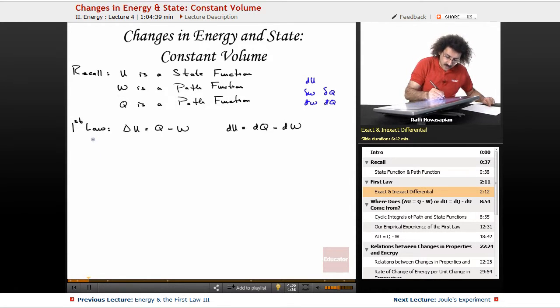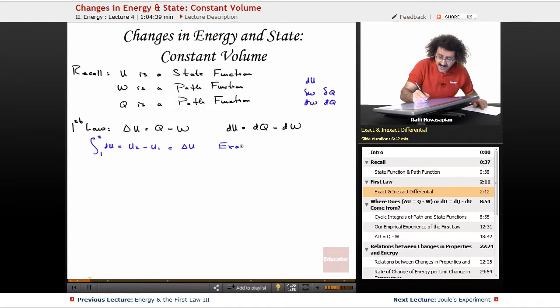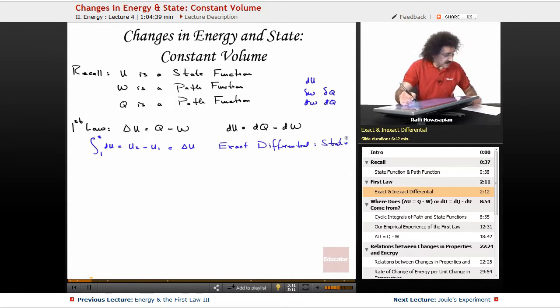Okay, so let's go ahead and talk about, let's just stick with blue here. The integral from an initial state to a final state of this equals u2 minus u1. This is the fundamental property of a state function, that it integrates the way you're used to according to the fundamental theorem of calculus. It's equal to delta u. This is an exact differential. So exact differentials integrate like this. You take the final state minus the initial state of the integral of that particular function. This is a state function.